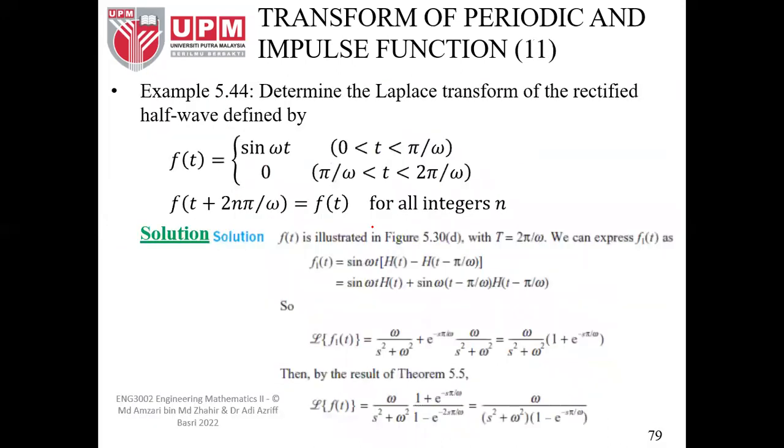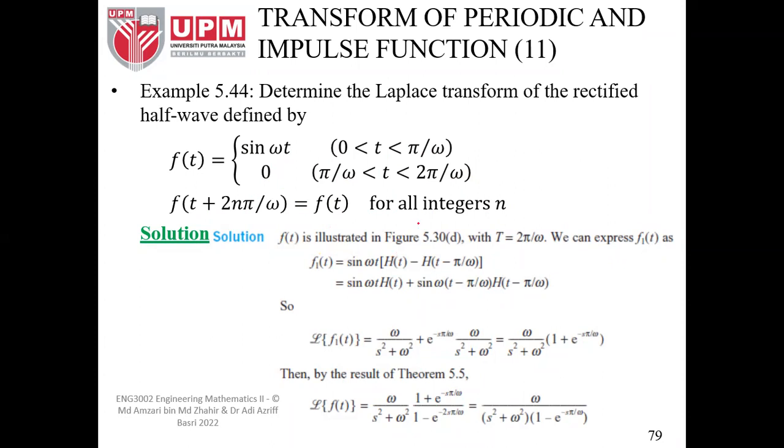I think we finish until these examples. We go for example 5.44. Determine the Laplace transform of a half wave rectifier. Define the half wave function: sine omega t from t equal to 0 to pi over omega. Then the function becomes 0 from pi over omega to 2 pi over omega. So f(t plus 2 pi n over omega) is equal to f(t) for all integer n.